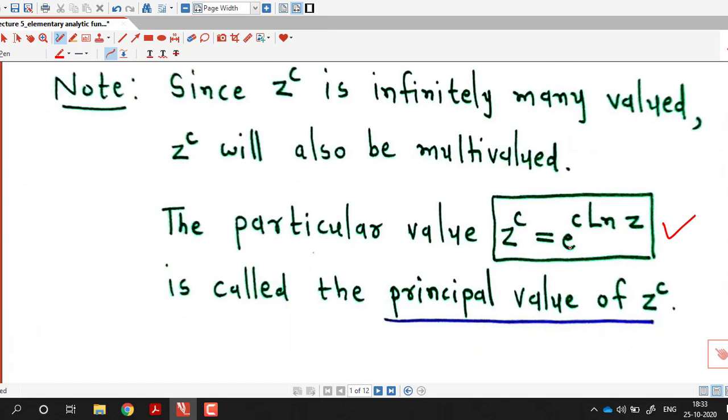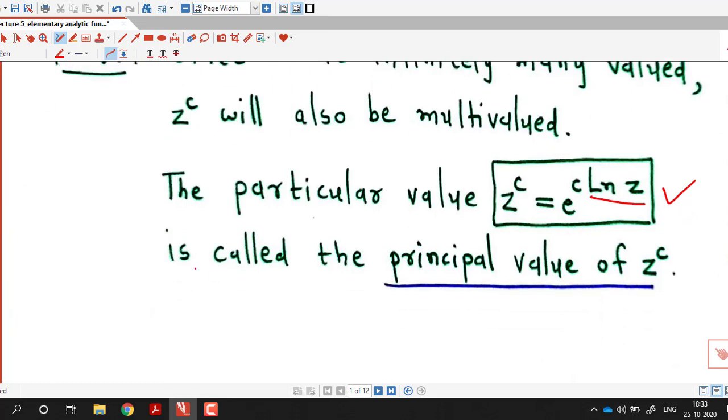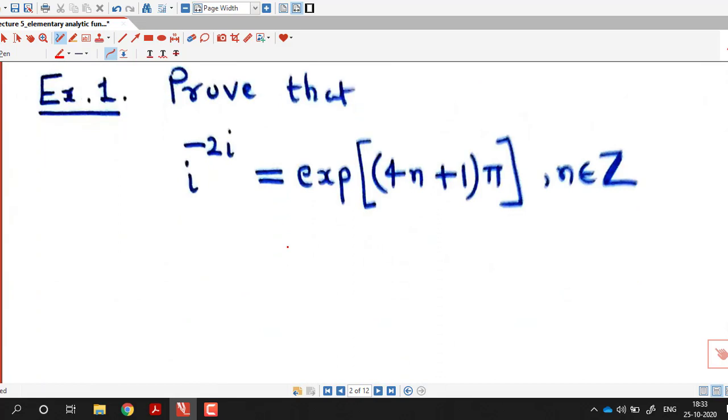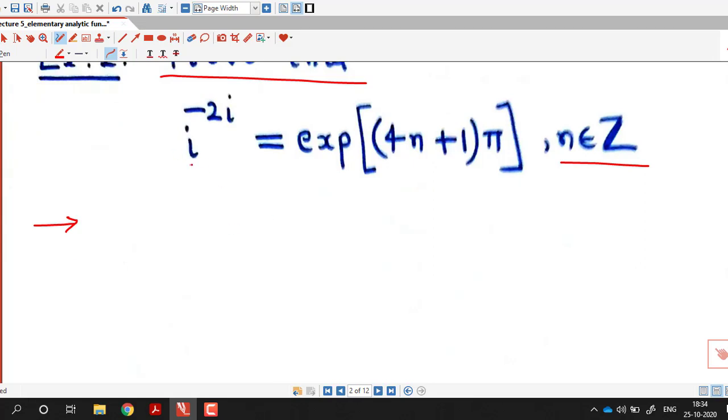So if you are asked to find the principal value of z raised to c, you have to use the principal logarithm in this definition. So we consider some examples on this definition. First example: we have to prove that i to the power minus 2i is e to the power (4n+1)π, n belongs to Z. So we start proving this. If we compare this with z raised to c, we can start with z equal to i and c equal to minus 2i.